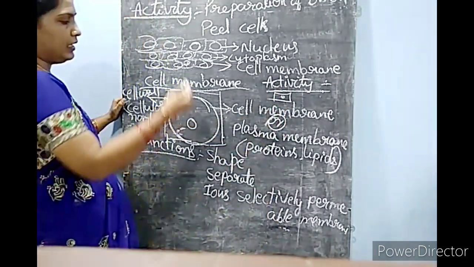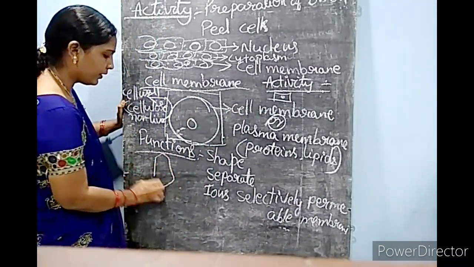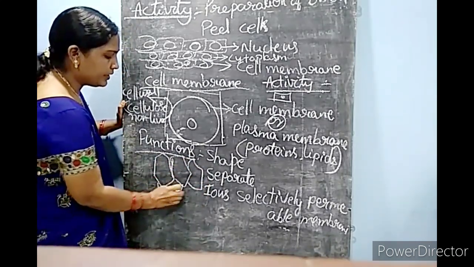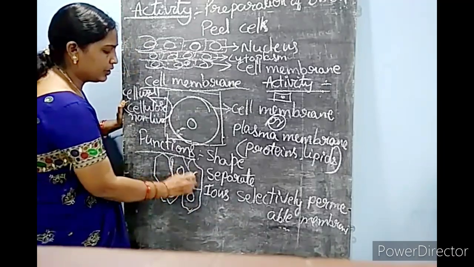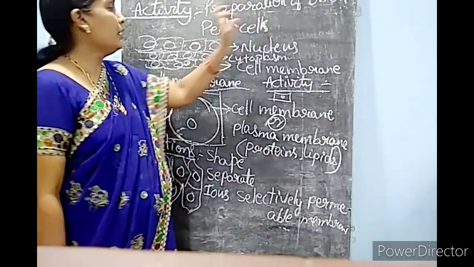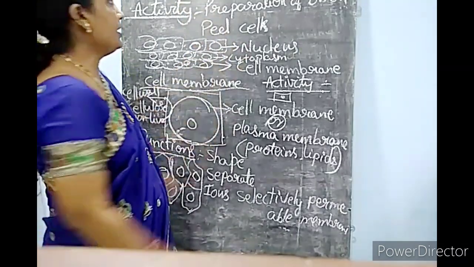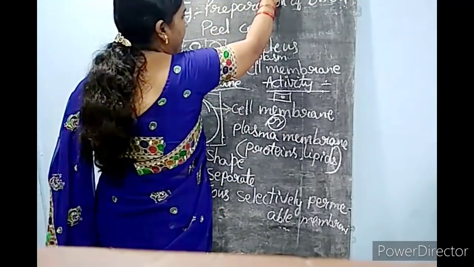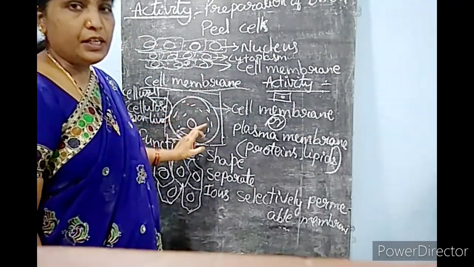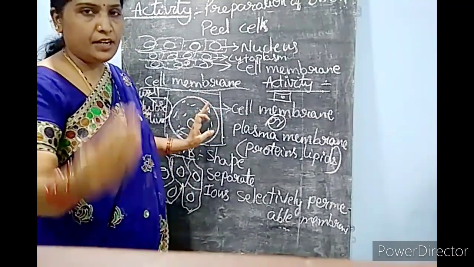So in animal cells, you can see the cells like this. Here also the cell membrane is present. In animal cells also the nucleus is present. As we discussed, these 3 components are compulsory in any cell: one is the cell membrane, the other ones are the nucleus and the cytoplasm. They are present in each and every cell.